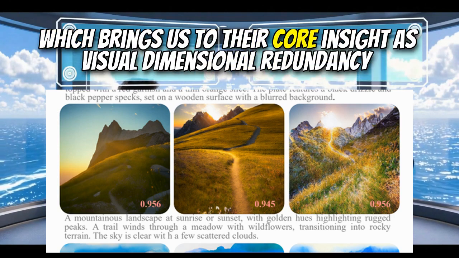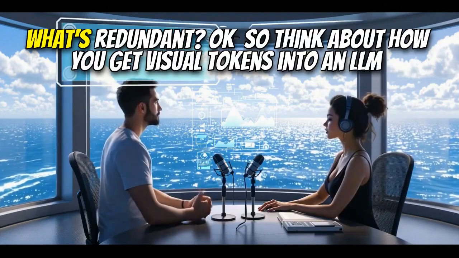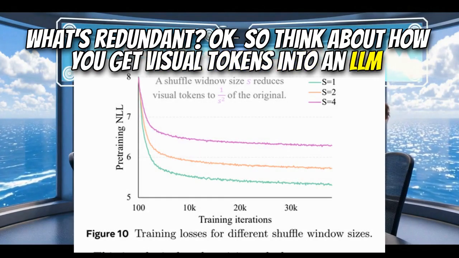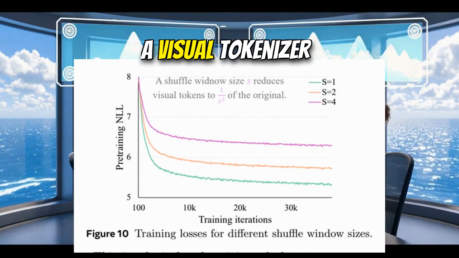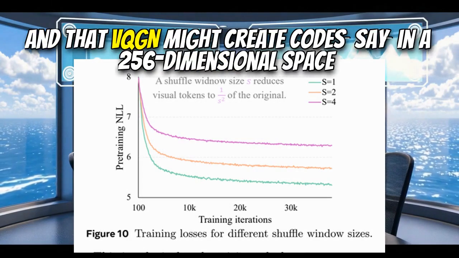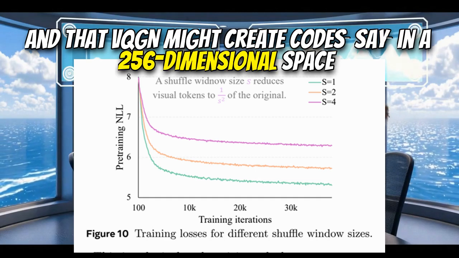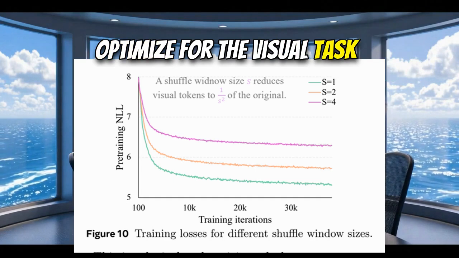Which brings us to their core insight, this visual dimensional redundancy. Okay, unpack that. What's redundant? So think about how you get visual tokens into an LLM. You usually use something like a VQGAN, right? A visual tokenizer. And that VQGAN might create codes, say, in a 256-dimensional space. That's enough to reconstruct the image pretty well. Optimized for the visual task.